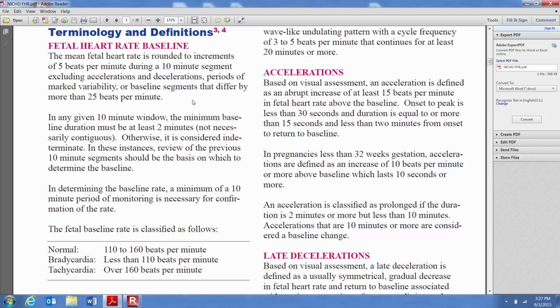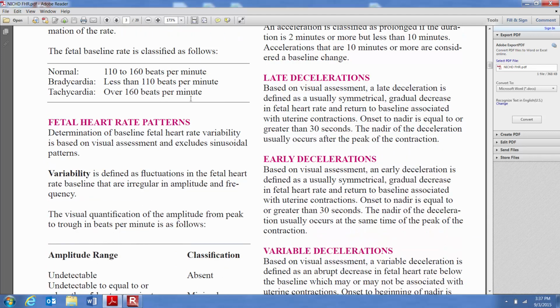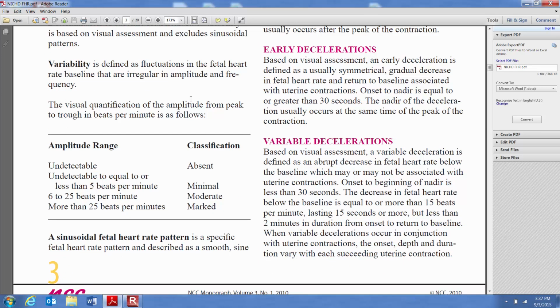Now, after we look at baseline, we want to look at variability. We want to determine variability. Those are the beat-to-beat variations in that heart rate. So you have all this squiggly line on your tracing. And we categorize variability as absent, minimal, moderate, marked, that I told you. Now, variability tells us if our baby is oxygenated, okay? So that's why we want to know what variability is on this baby.